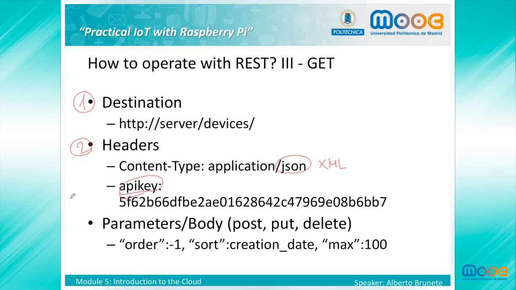Finally, the third part is where we can specify parameters in the body of the message. For example, in a get command, we can specify how to get the data. For example, if we want to sort the data or in which order we want the data, how many samples do we want to get, etc.